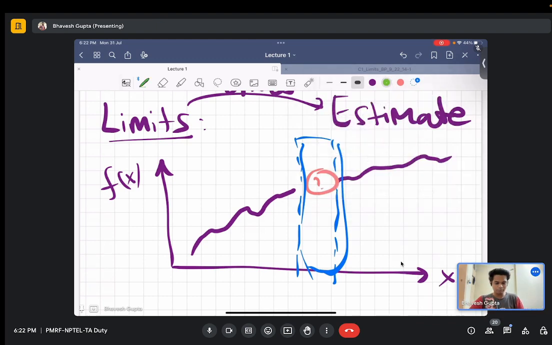The two ways you can approach. The first way you can approach is from the left hand side. Another way you can approach is from the right hand side, and you go as close as possible to this unpredictable, unknown situation, right?